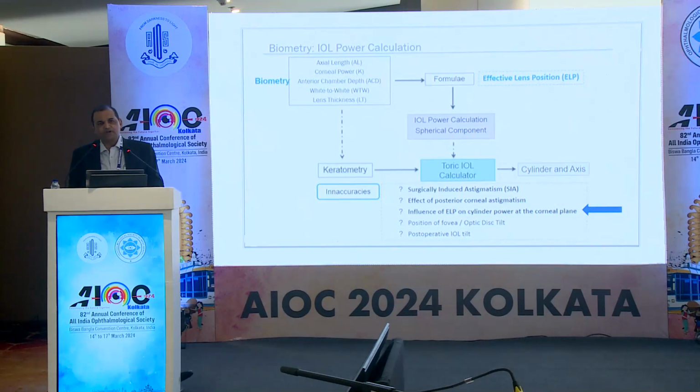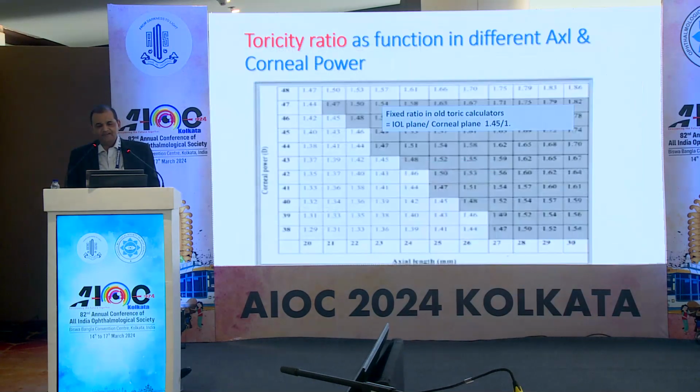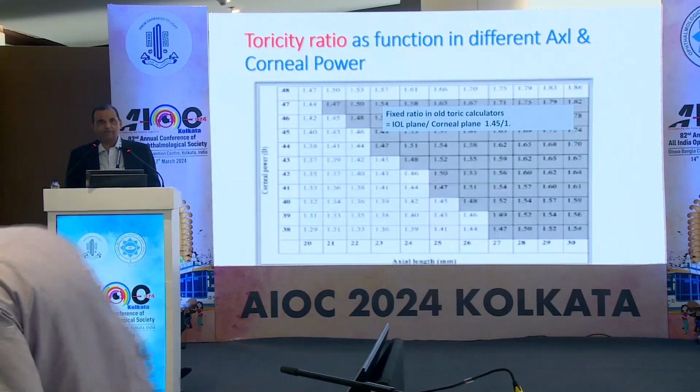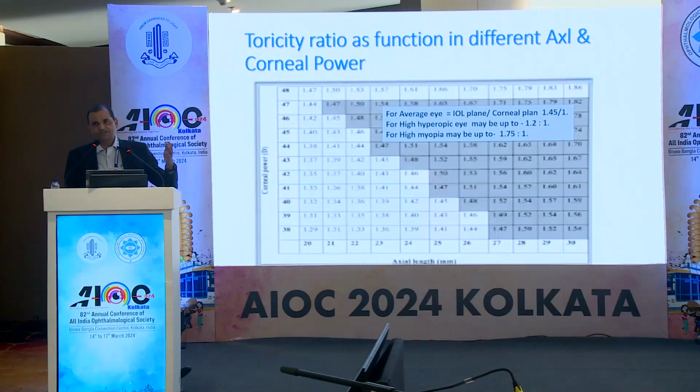And another important thing to understand is the ELP effect influence on the cylindrical power. Usually all toric calculators initially will consider a fixed ratio. You want to correct the corneal power 1.5, then the IOL correction is around 2.25. The fixed ratio was considered as 1.45 to 1. But suppose you have a high myopic patient or a hyperopic patient, this ratio changes. Rather than 1.45 to 1, it is converted to 1.2 or 1.75.